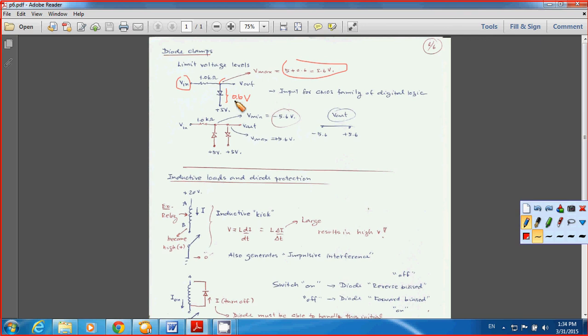It does not allow the output voltage here to be higher than 5.6 volts. If you have a higher input here, the voltage still drops 0.6 volt anyway, so you cannot change the output. Your output still becomes 5.6 volts, but you have more current flowing through here, right? Because you have a higher input level.